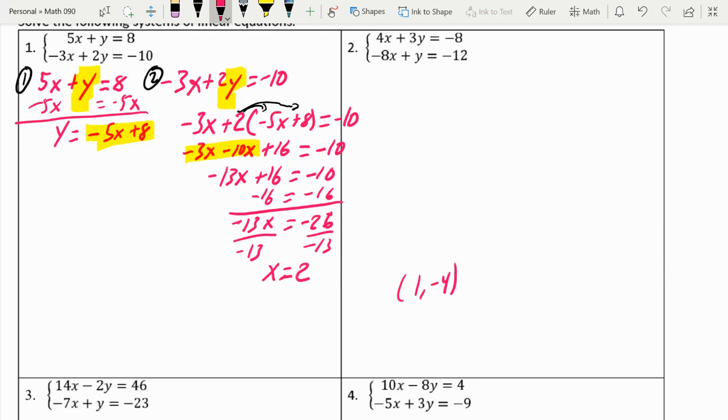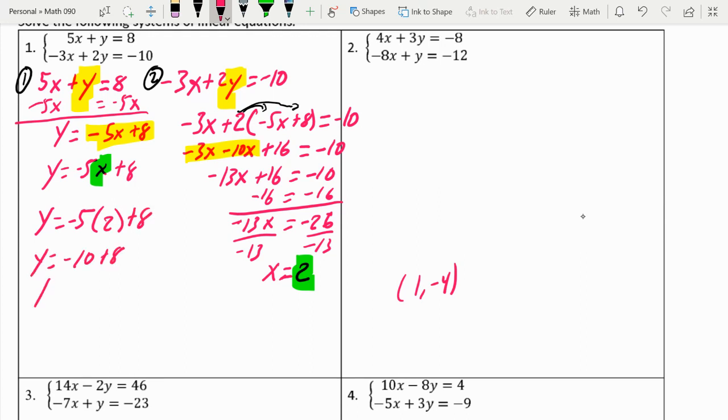Now what am I going to do? I'm going back to equation 1, which is already solved for y, because I need to figure out what y equals now. So I'm going to substitute this 2 in for that x. I have y is equal to negative 5 times 2 plus 8. Negative 10 plus 8. So y is equal to negative 2.